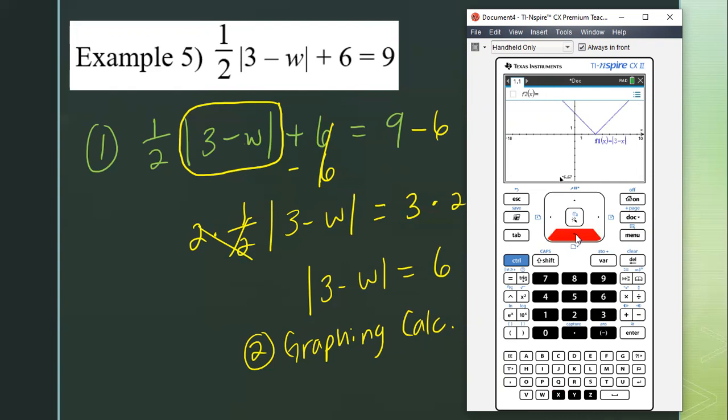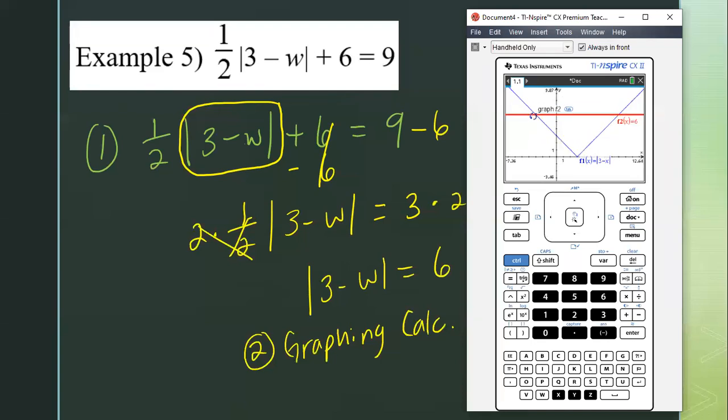I'm going to arrow down, and it's going to give me an F2. So again, I was at F1. I arrowed down. It gave me an F2. And in F2, I'm going to put what does it equal? 6. And then I hit enter. Where they intersect is my solution. So you see how where they intersect?